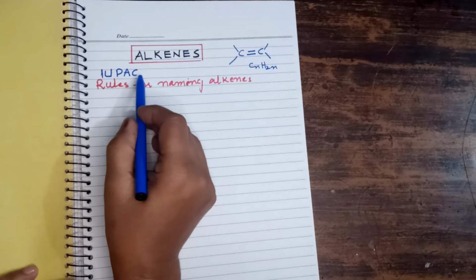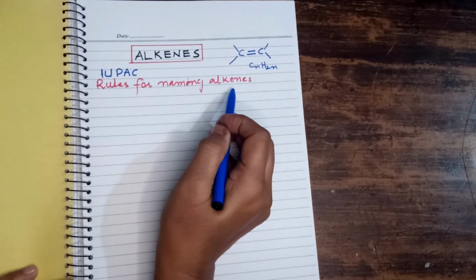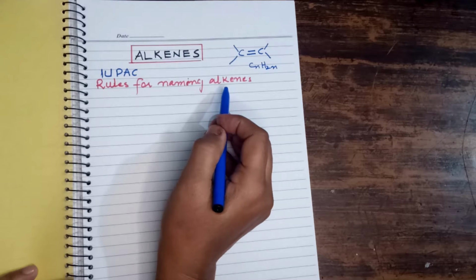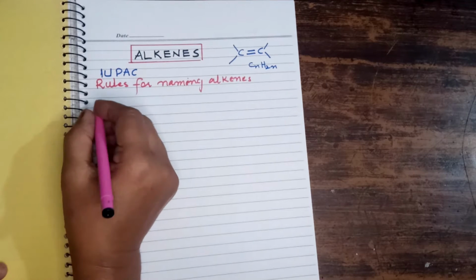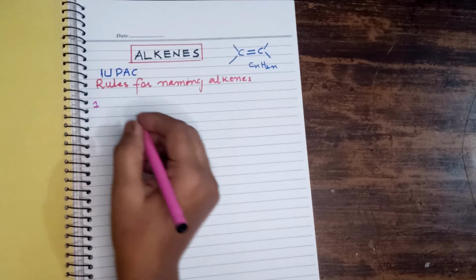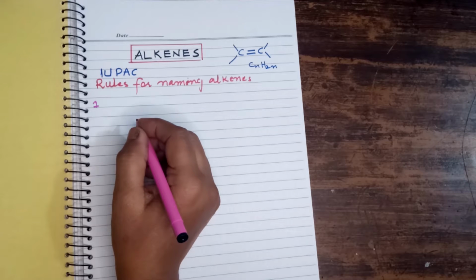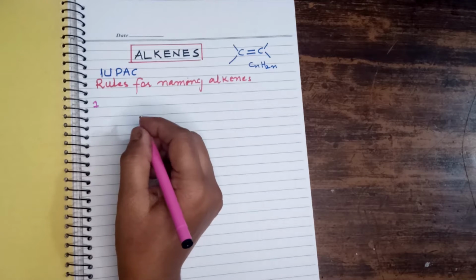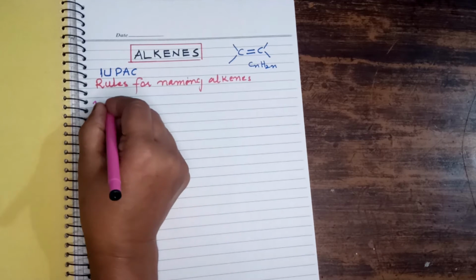Here we are going to discuss IUPAC rules for naming alkenes. First of all, we will see what the rules are. The first rule is: select the longest continuous chain of carbon atoms which must include both the carbon atoms containing the double bond. So what is the first rule?